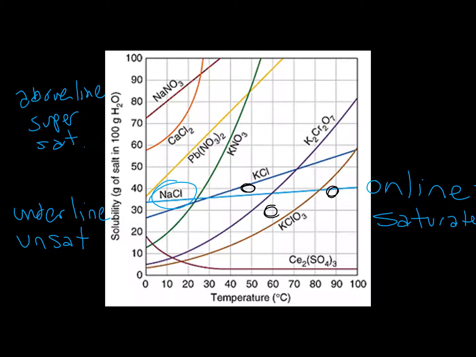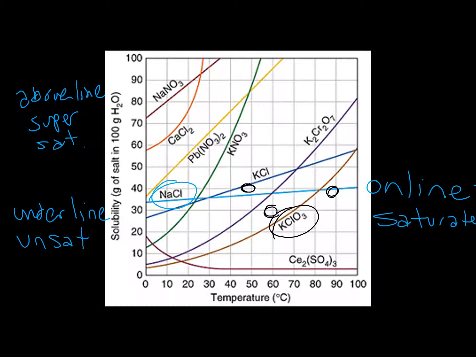But that's just looking at sodium chloride. I'm not looking at anything else on this graph at that time. I'm looking at just one specific substance and looking at how that point compares. So if I were to look at that 40 grams of solute at 90 degrees Celsius, if I were looking at something like the potassium chlorate instead, that would be unsaturated because that point is under the line for the potassium chlorate. For this one right here, that point is under the line.